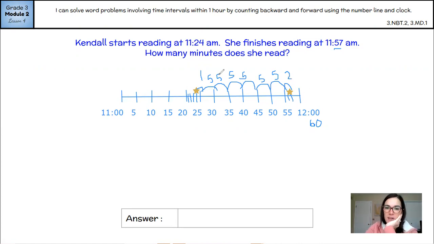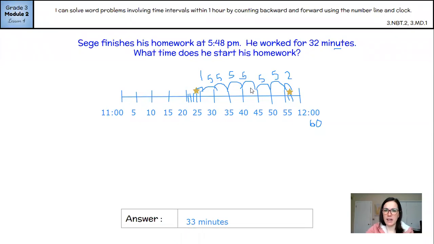So I'm going to use my counting by fives here. 5, 10, 15, 20, 25, 30. Now I'm going to add my ones. 31, 32, 33. So that means it took her 33 minutes. So see how I did that, boys and girls? I used my intervals of 5 to help me because you've been skip counting by 5 since you were in kindergarten and first grade. So that part's going to be easy. And then all we add on is the ones. Okay.